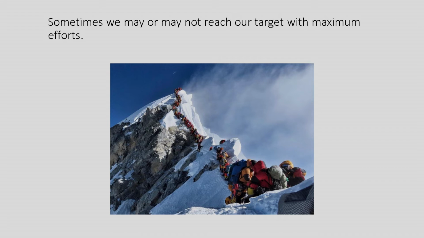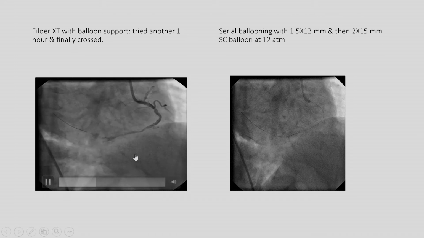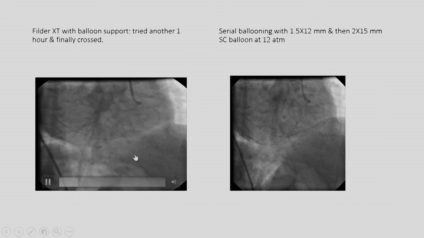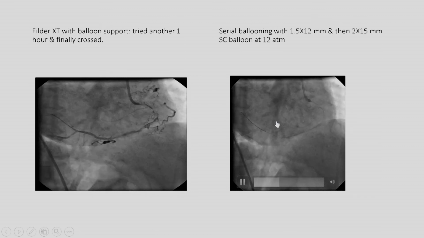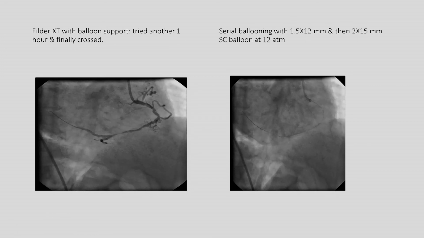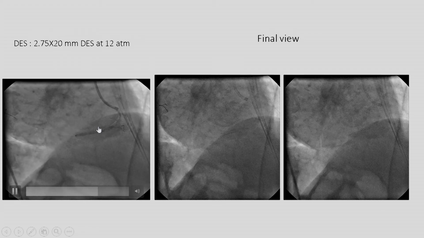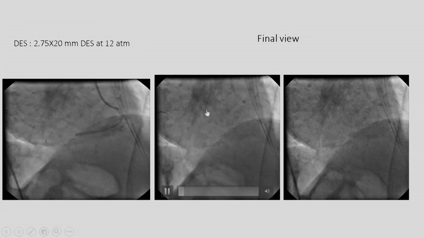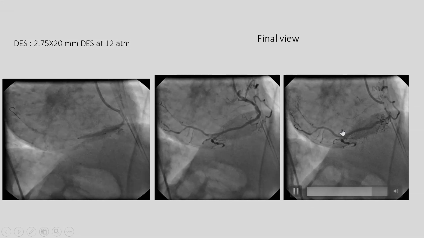Sometimes we may or may not reach our target with maximum efforts. After waiting, finally, after stabilizing of the patient, I tried for another 1 hour and finally crossed the lesion with Fielder XT. Then serial ballooning with 1.5 into 12 and then 2 into 15 millimeter noncompliant balloon. A drug-eluting stent was implanted, and this is the final view. Finally, I took a breath.